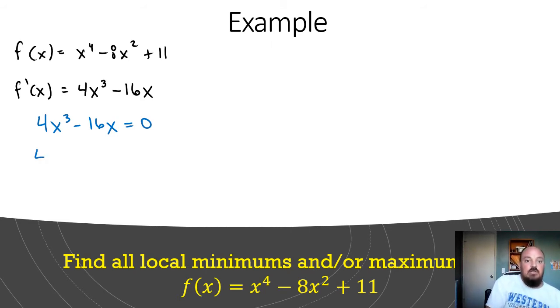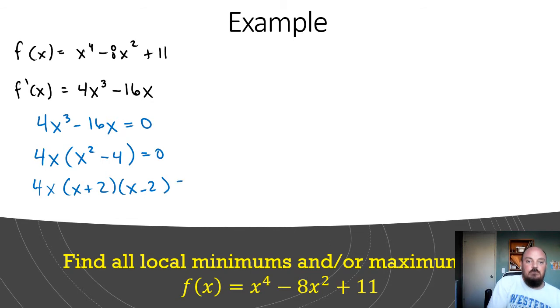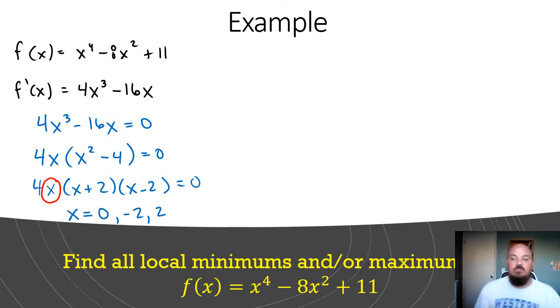I'll start by factoring out a 4x. And that would leave me with x squared minus 4. And the x squared minus 4, that's a difference of two squares. So that factors into x plus 2 times x minus 2. And that gives me critical values of, I get a 0 from that x that I factored out, and then I get both a negative 2 and a positive 2 for each of the factors, for the x plus 2 and the x minus 2.